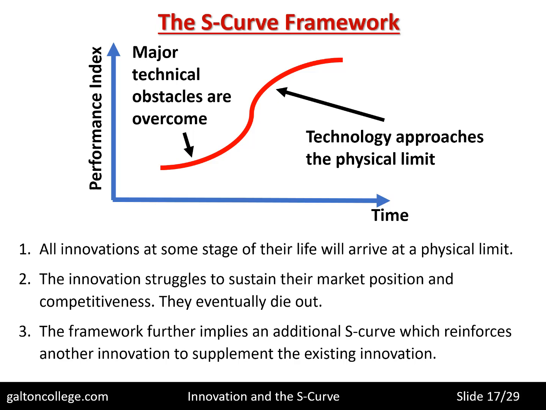The framework further implies an additional S-curve which reinforces another innovation to supplement the existing innovation. And that's what I said earlier. It could be that the company simply duplicates, gets a second machine. They have an expertise in using this one, so having a second one the same would fit in easily. But more than likely, they'll want extra functionality, extra ability of a bigger machine to try and boost the output.